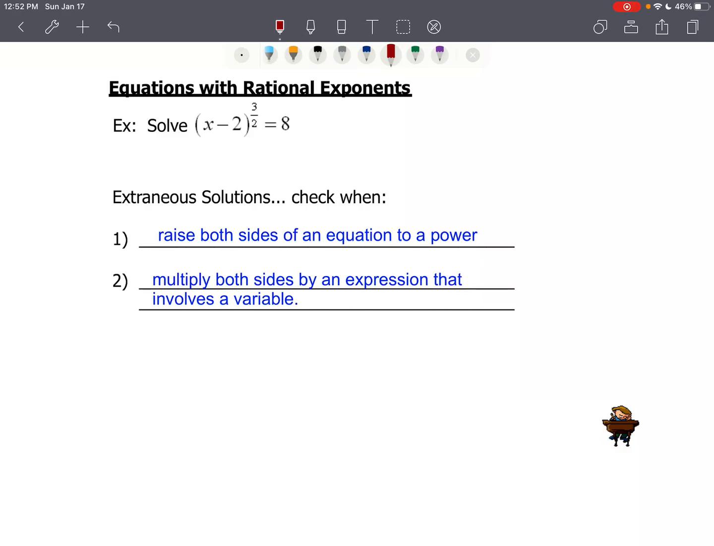Okay, we're going to solve equations with rational exponents. Remember that rational means fractional. Whenever you are raising both sides of an equation to a power, or multiplying both sides of an equation by an expression that involves a variable, you're going to have to check for extraneous solutions. So raising both sides of an equation to a power, that's going to happen here.